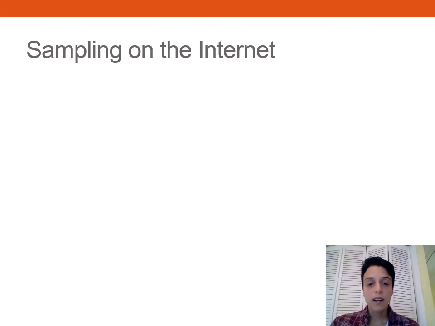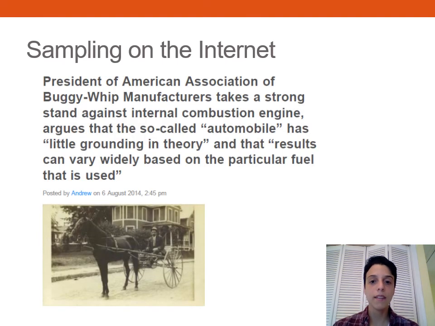The last thing we're going to talk about today is sampling on the internet. And as you can imagine, a lot of research now is using sampling that's conducted on the internet. And I enjoyed this quote about internet sampling, which is that the president of the American Association of Buggy Whip Manufacturers took a strong stand against the internal combustion engine, arguing that the so-called automobile has little grounding in theory and that results can vary widely based on the particular fuel that's used.